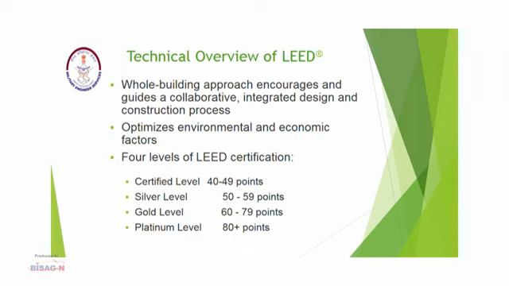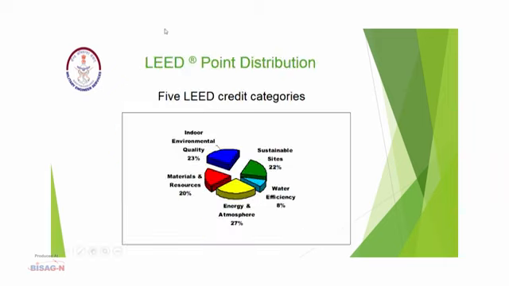There are in total 4 levels for LEED certification: certified level, silver, gold and platinum. And these ratings are given in 5 different categories, that is indoor environment quality, which contributes 25%, material resources, that is 20%, energy and atmosphere 27%, water efficiency 8%, and sustainable sites, that is 22%.